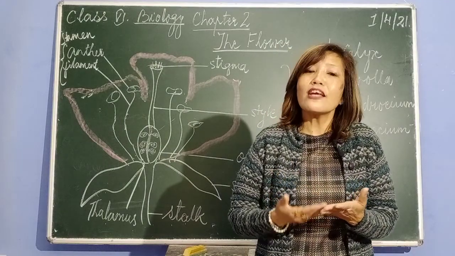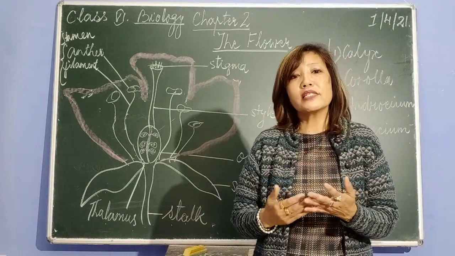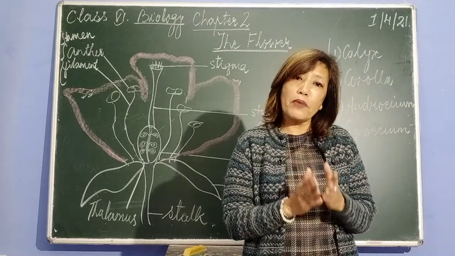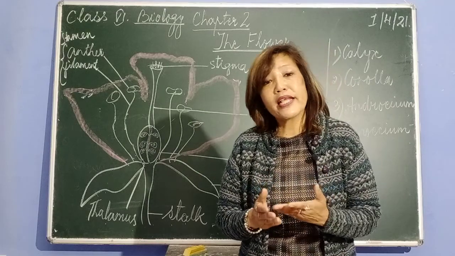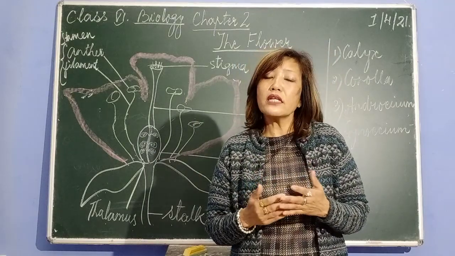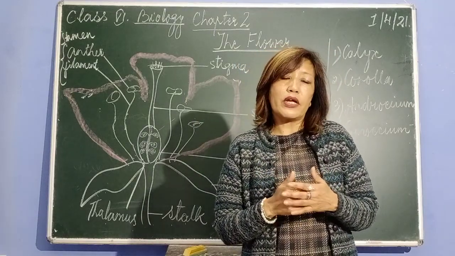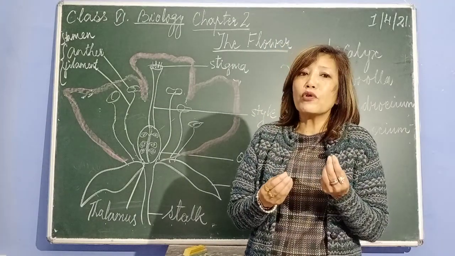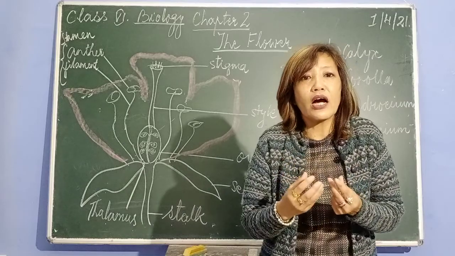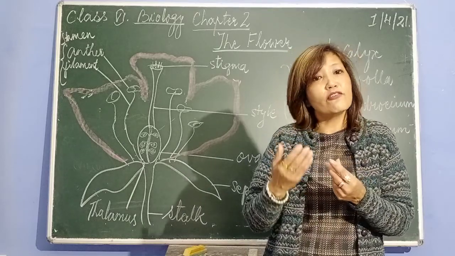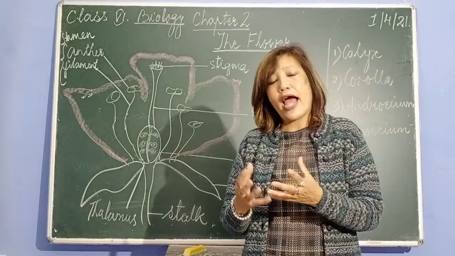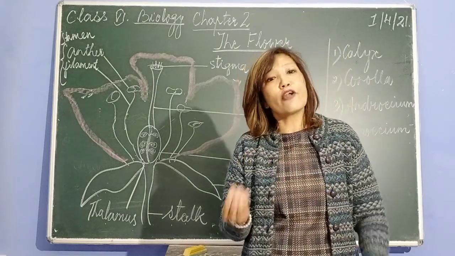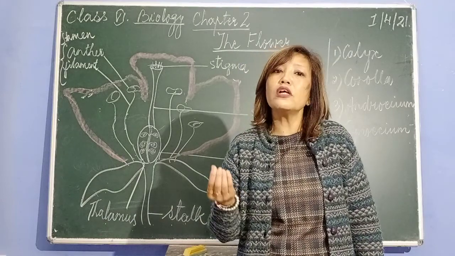It comes from the flower, which means the flower is the reproductive part of a plant. Flower plays an important role in reproduction. Because if you see some of the fruit trees, first the flower will bloom, and that flower after a few days will get converted into a fruit, and slowly the seeds will also develop inside the fruit, and from the seed the new plant will grow.